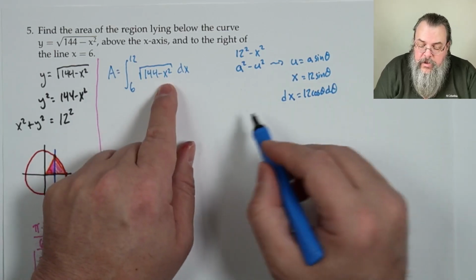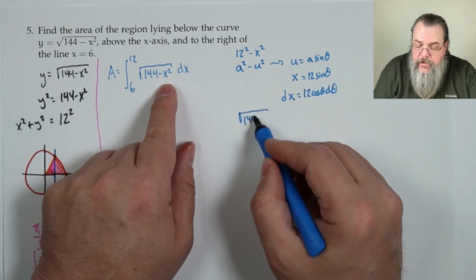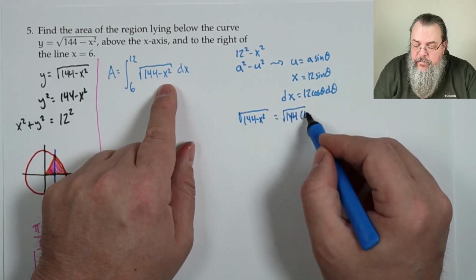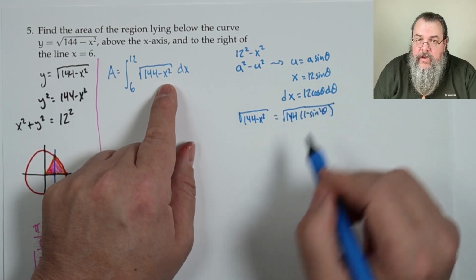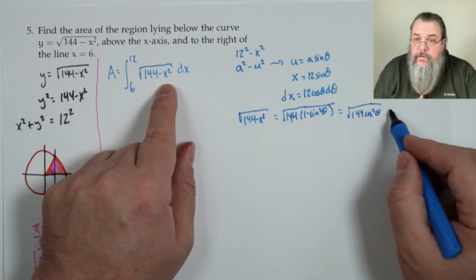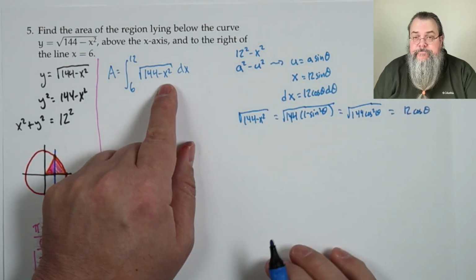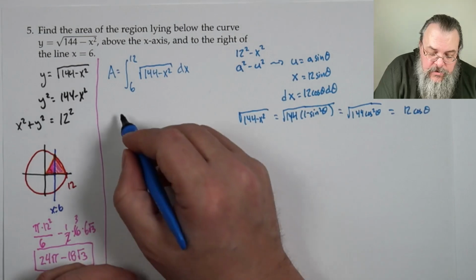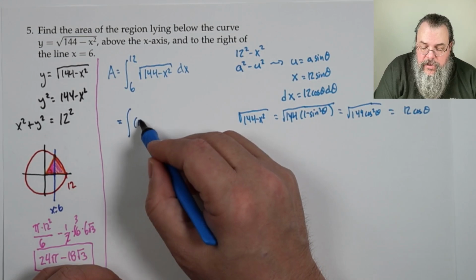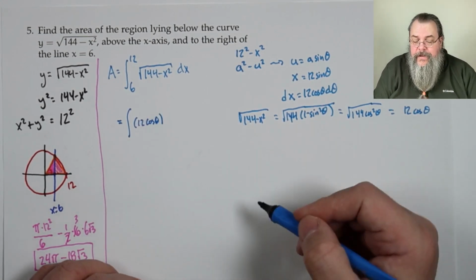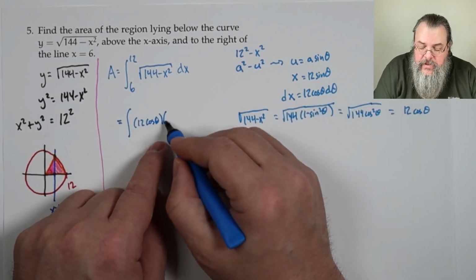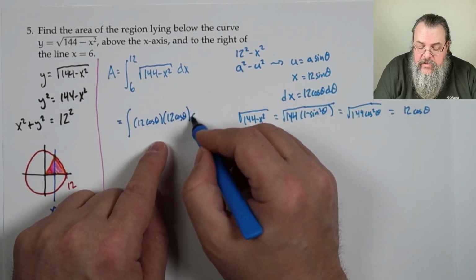And if we work through the square root of 144 minus x squared, well, that's going to be the square root of 144 times 1 minus sine squared, which is going to be the square root of 144 times cosine squared, which is going to be 12 times cosine. Okay, so this becomes our integral. We have 12 cosine theta. That's that square root of 144 minus x squared. Then we have our dx, which is 12 cosine theta d theta.